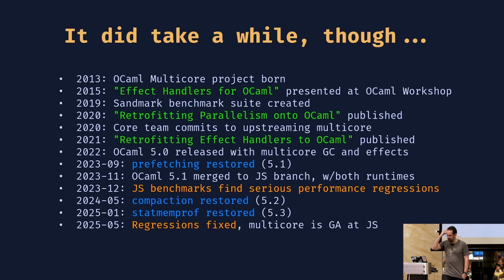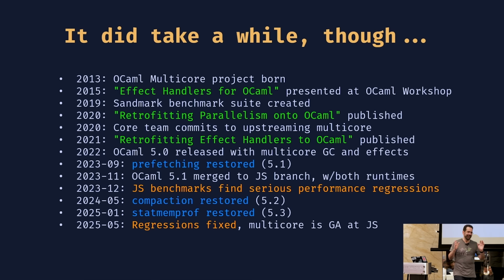So there's an extra 2.5 years from what happened in 2022 to being able to use it internally. Some of that time was not surprising. The things marked in blue are just features that got added to the old sequential garbage collector while the new multi-core garbage collector was being worked on. It was just known that there was extra work to forward port these extra features. And they're good features.